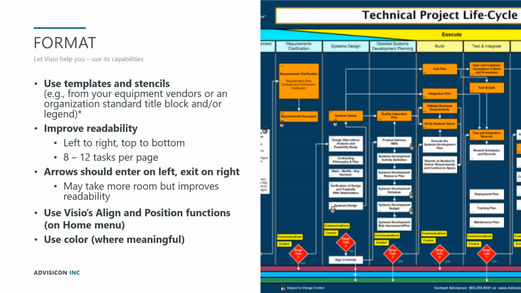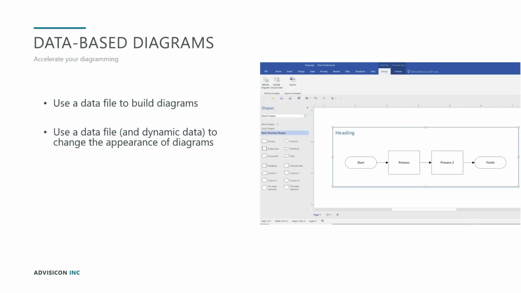Whenever you're drawing your process diagrams, try to get your arrows to enter on the left and exit on the right. It may take up a little bit more room in your diagram, but again, it improves readability. Visio's got some powerful align and position functions on the home menu. Make good use of color also.